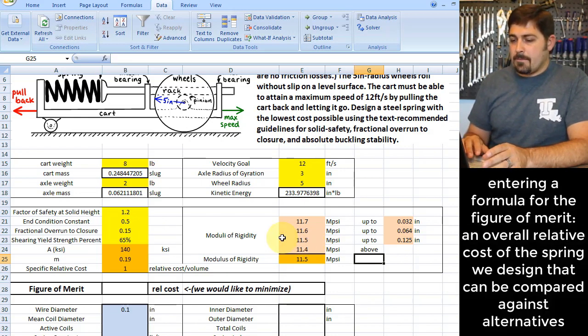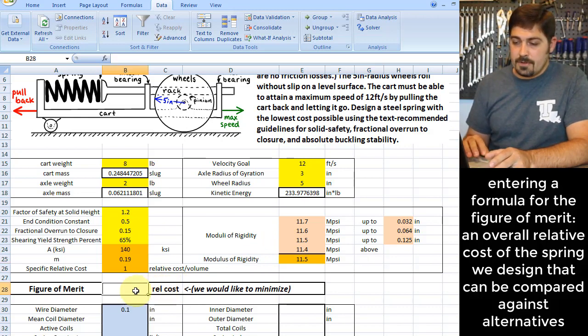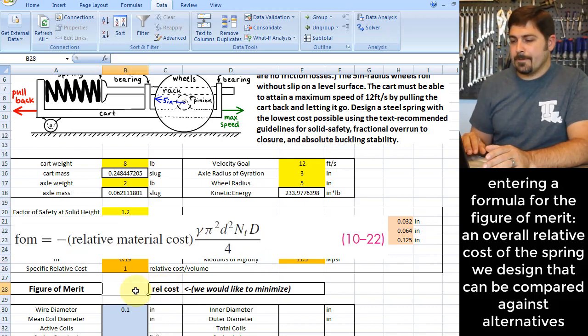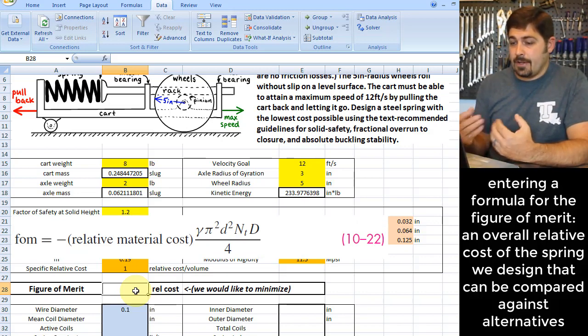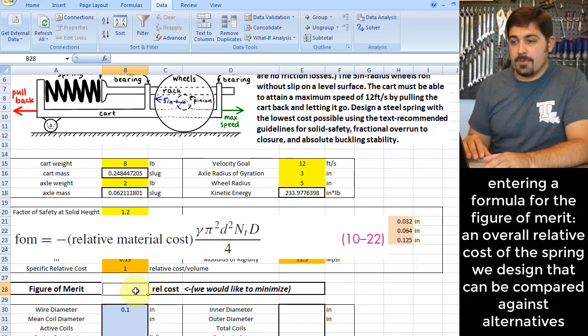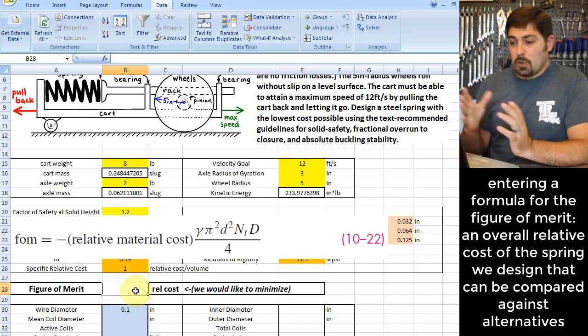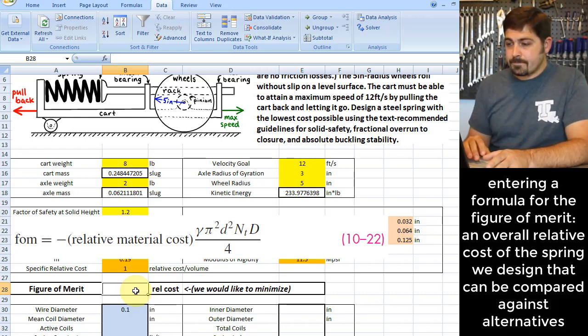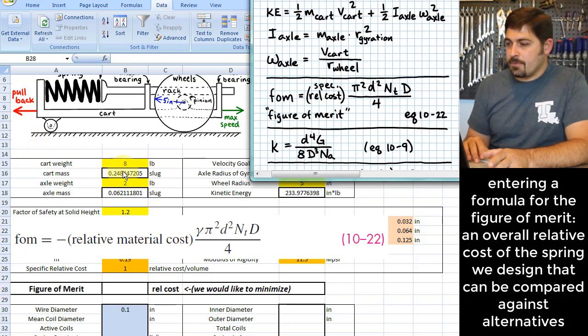Okay, in order to figure out what this lowest cost is, we're going to use an equation from the textbook. They call it figure of merit, but what they're really trying to get at is, what's the lowest cost spring that we could make for this application. This is most important to do if you're making large numbers of these parts. It's important to get the cost of each one as low as possible, and so we're going to try to do that here. All right, here's the equation for figure of merit.